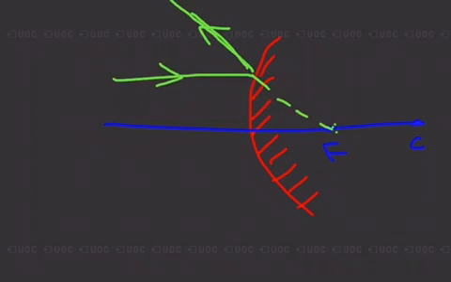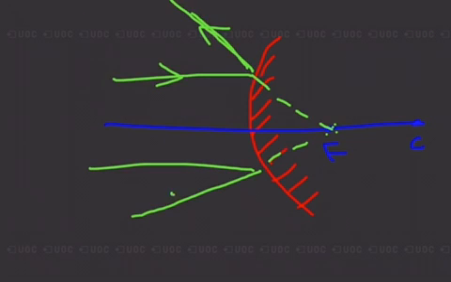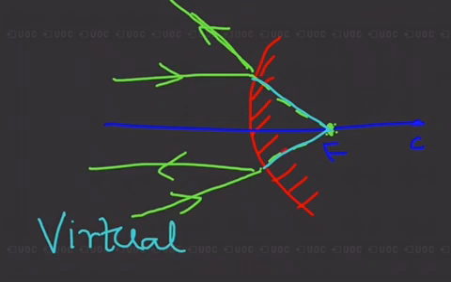Similarly, any ray which is directed towards the focus, or which is likely to pass through the focus when extrapolated, is going to be parallel to the principal axis. Here the image is going to be virtual because the reflected rays don't really meet. They appear to converge from the focus when you extrapolate them. When you extend it like this, they appear to come from the focus, but they don't actually converge there. So these cause a deception and hence are called virtual images.